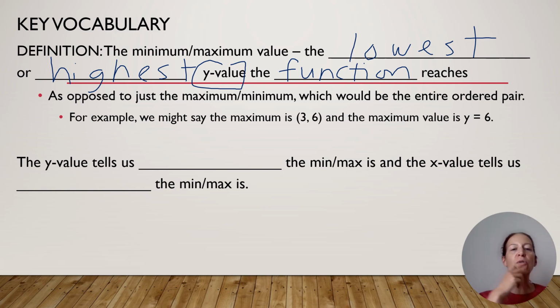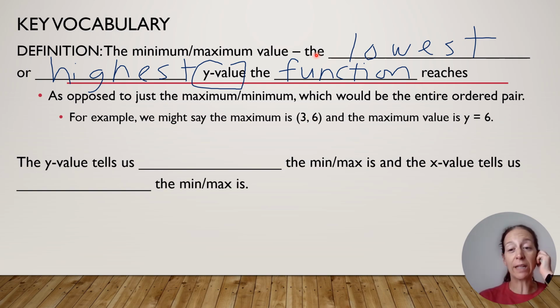Okay, so it's the lowest or highest y value that the function, or the parabola, reaches. This would be as opposed to just the maximum or minimum, which would be the entire ordered pair. For example, we might say that the maximum is (3, 6), the entire ordered pair, meaning that is the point where the parabola reaches the maximum value, and the maximum value is y equals 6. So the maximum is (3, 6), and the maximum value is 6.